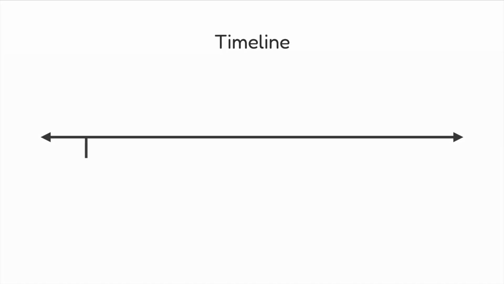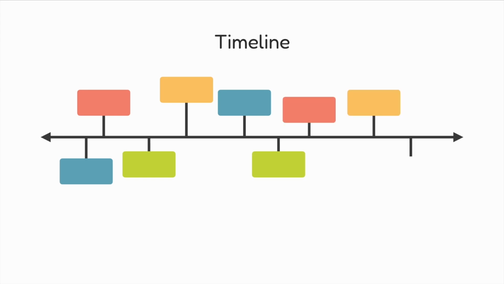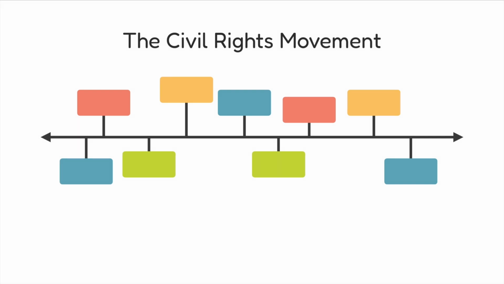A timeline shows an order of events by placing them along a line, either vertically or horizontally. Here we have a horizontal timeline that will include specific times and events spread along the line. The events are arranged chronologically from left to right, with the events on the left occurring before the events on the right. This particular timeline looks at the history of the civil rights movement in the United States.